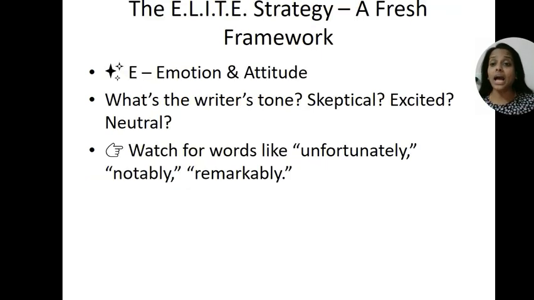All right, I'm going to introduce a completely new strategy for this section. I call it the ELITE strategy. Five steps to beat Part C like a champ. So, if you have your notepad and pen ready, then you can start taking notes of the strategy. Let's get started. The first one is E for emotion and attitude.